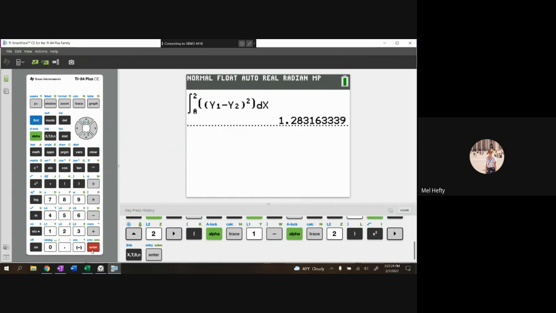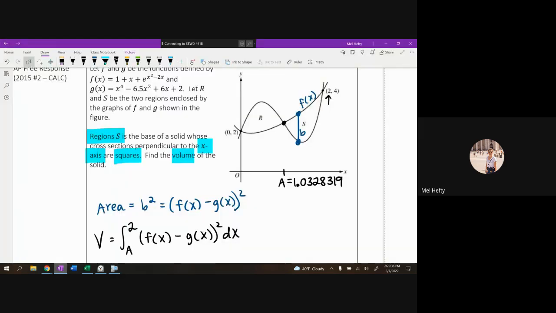Also, when I looked at the graph, that region looked pretty small. So thinking even with cross sections, my answer is probably going to be pretty small. I feel like that's a good answer. Again, 3 decimal places necessary. So I'm going to say 1.283.